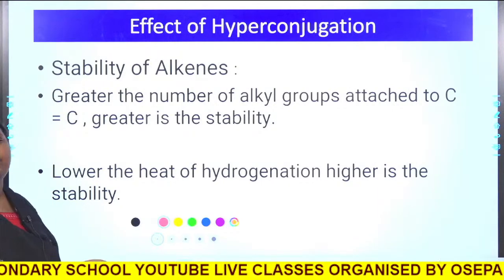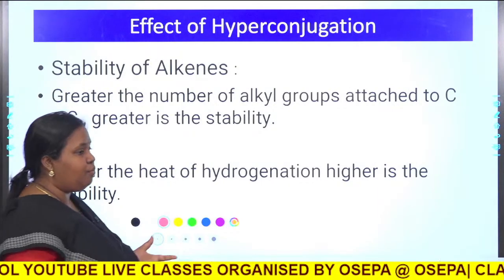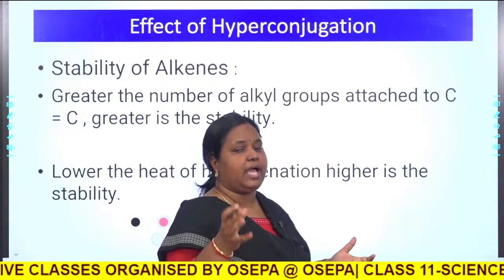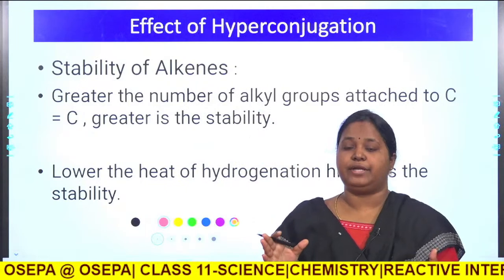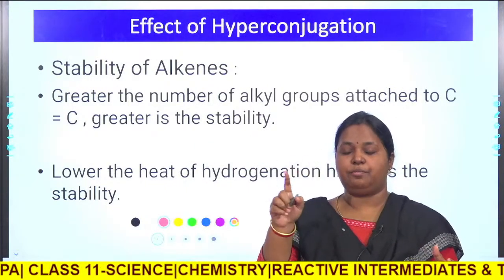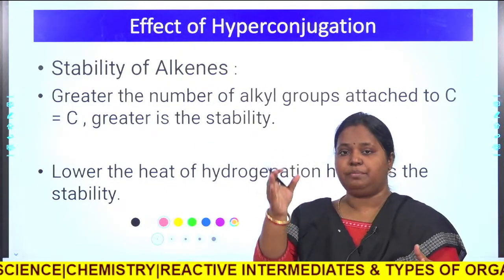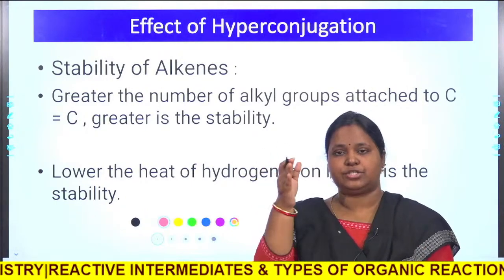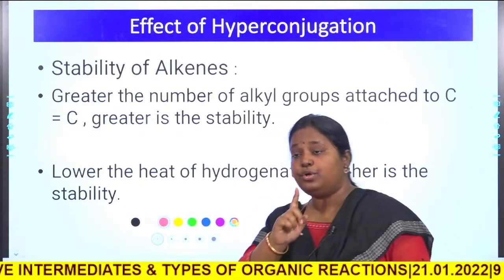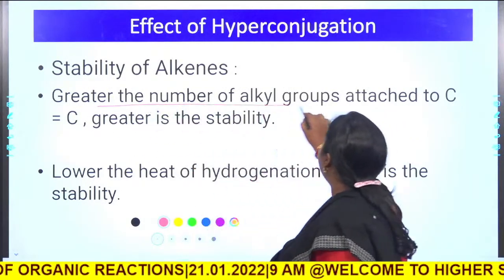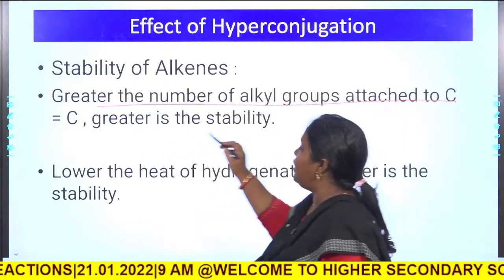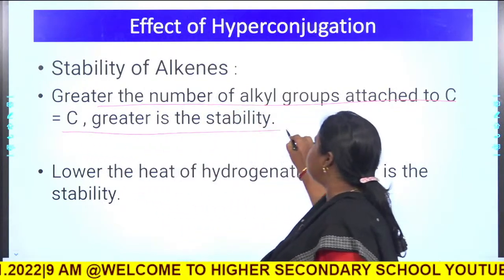So, stability of the alkenes. We know that more is the alkyl groups attached to carbon carbon double bond, more is the stability of the alkene. Greater the number of alkyl groups attached to a carbon carbon double bond, greater is the stability.